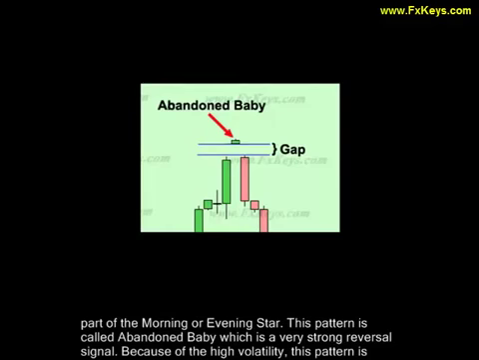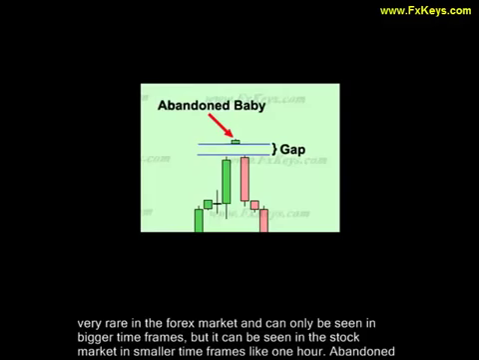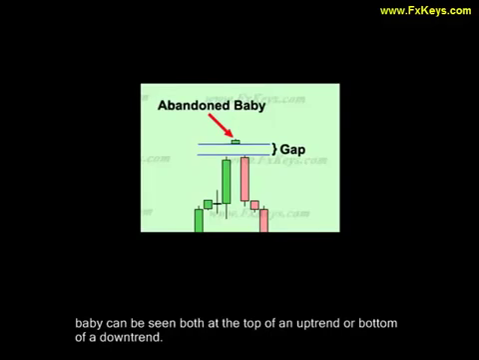Because of the high volatility, this pattern is very rare in the Forex market, and can only be seen in bigger time frames, but it can be seen in the stock market in smaller time frames, like 1 hour. Abandoned baby can be seen both at the top of an uptrend or bottom of a downtrend.